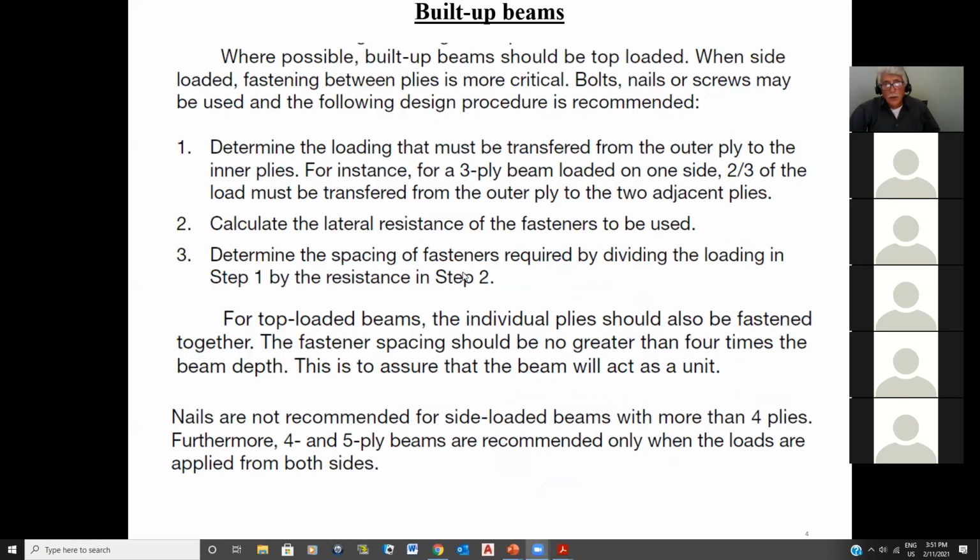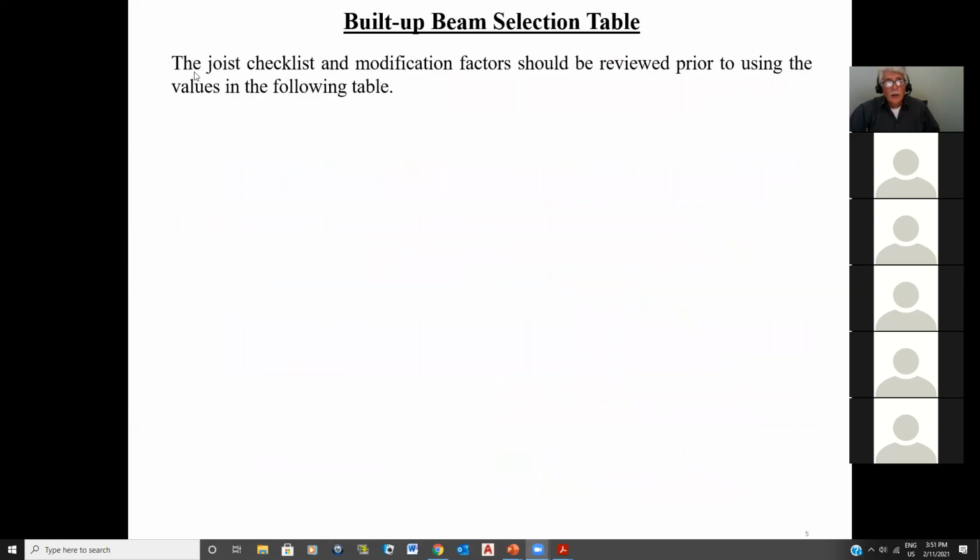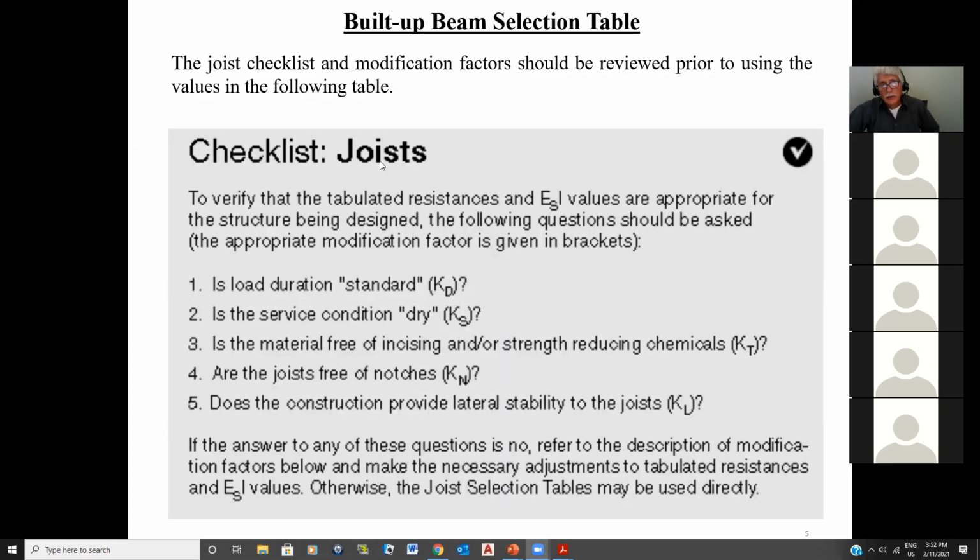Now, because we are using joists to make a built-up beam, in other words we're going to be using 2x4s, 2x6s, 2x8s, 2x10s, 2x12s, the same checklist for joists applies to built-up beams. We're using exactly the same members, and the only difference is that we're putting more of them closely together, and they're going to give us a better resistance. So the joist checklist is the one that applies to built-up beams, okay?